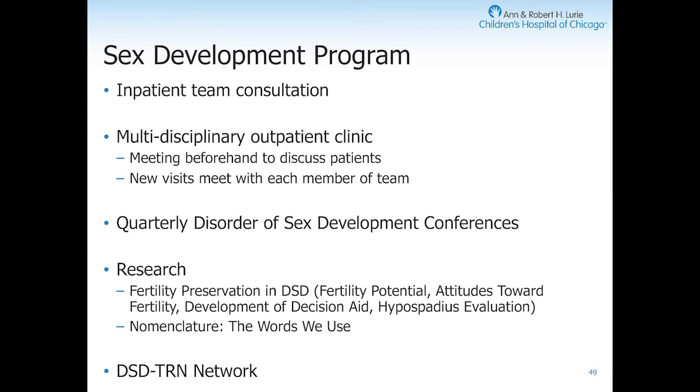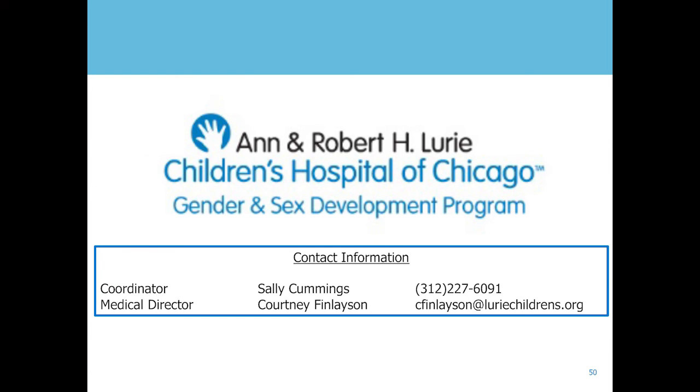And then we have an active research program. So we're studying a lot of the questions about fertility preservation in DSD and about nomenclature. And then we're part of what's called the DSD-TRN network. So it's a national registry and a group of 10 institutions who are working together to study this population. All right, so that's everything I can teach you in an hour about DSD.